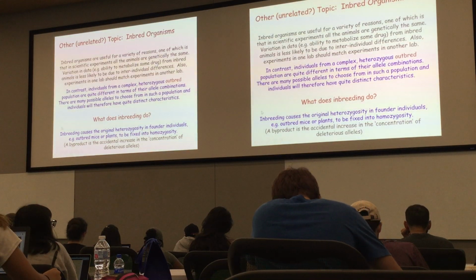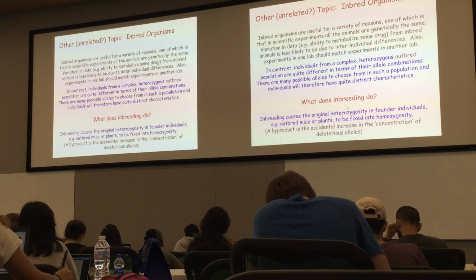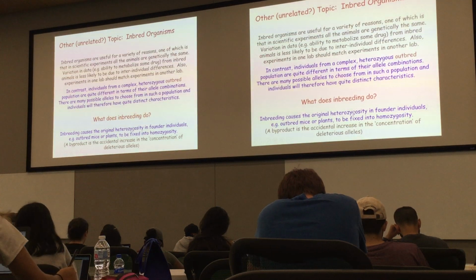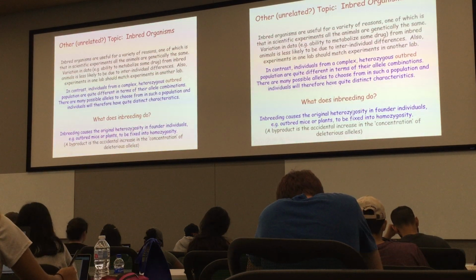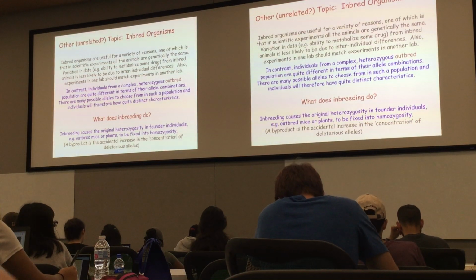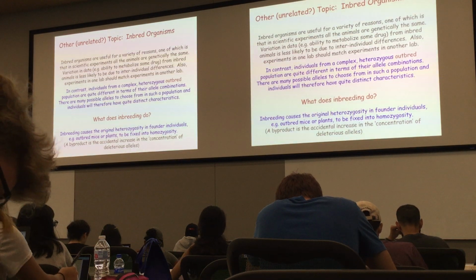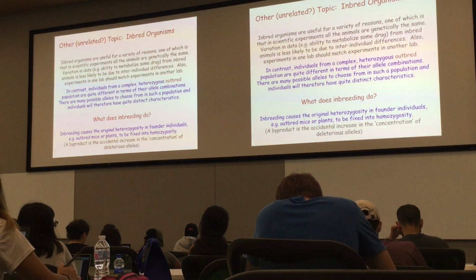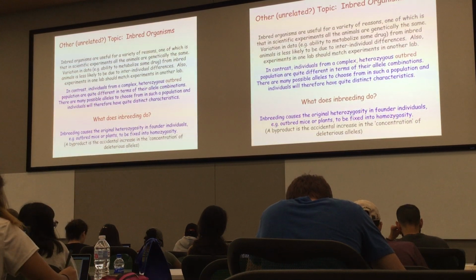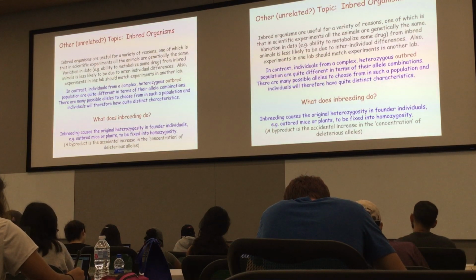So what does inbreeding do? Inbreeding, if it's done deliberately to create an inbred line for scientific research, for instance, causes original heterozygosity in founder animals, that is, diverse alleles at various frequencies in the population, to be reduced to homozygosity. So at every gene, you basically have the same sequence, right? Across all the genes in an inbred mouse, they have the same set of alleles as the next mouse, as the next mouse, and so forth.